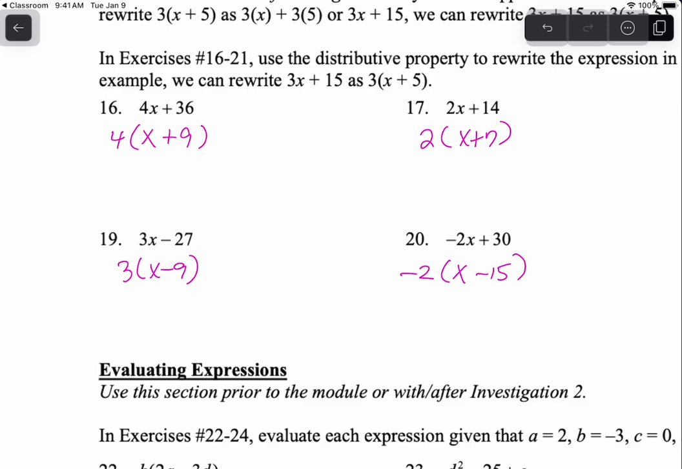Is everybody good so far? Do we have any questions about that? You can always check a division or factoring by multiplying. So you can do that even sometimes in your head.